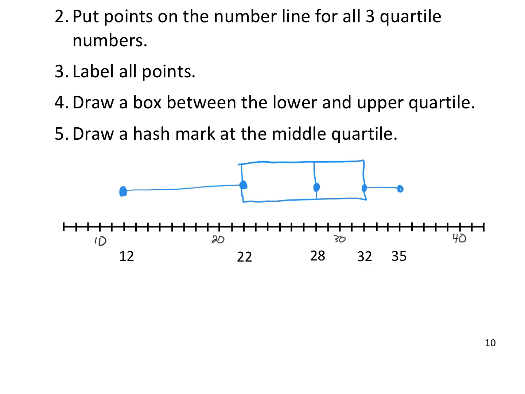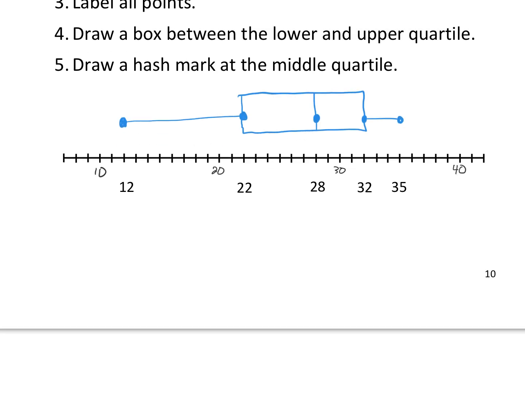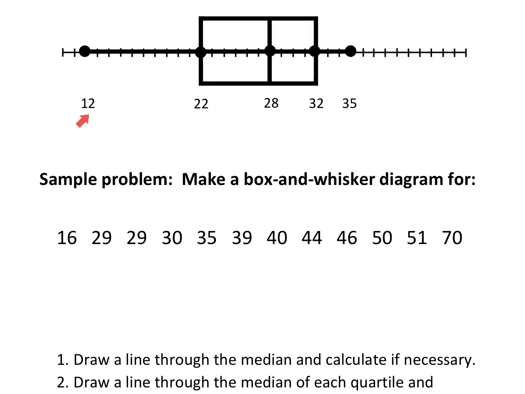Now, I said equal, but this certainly doesn't look equal to this. So what I mean when I say equal is there are the same number of data points here, and here, and here, and here. So here's a little bit better drawing of that. And you can see on this, I've put it right on the number line. So in your assignment, you can put it right on the number line, or you can put it above your number line.